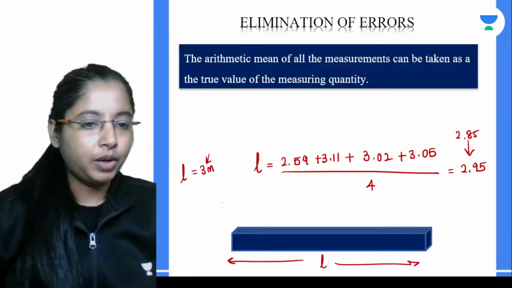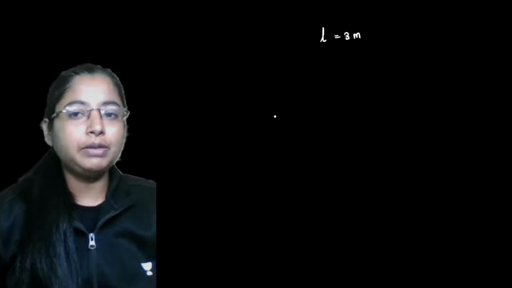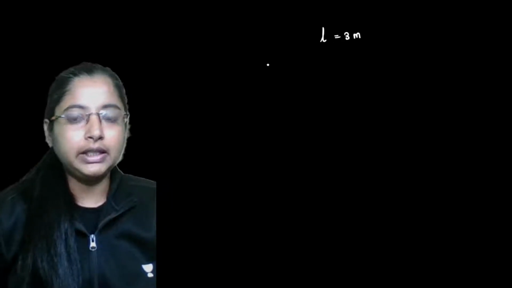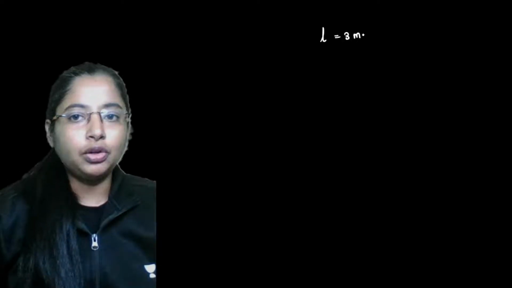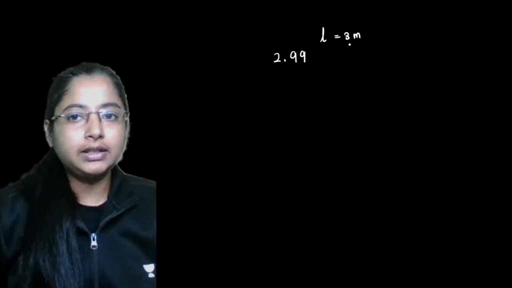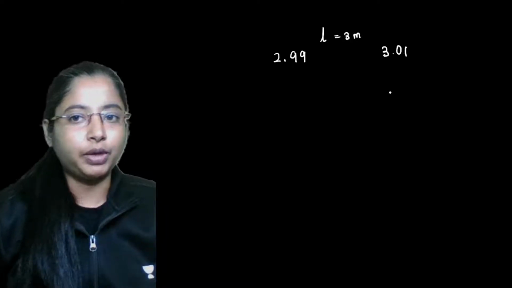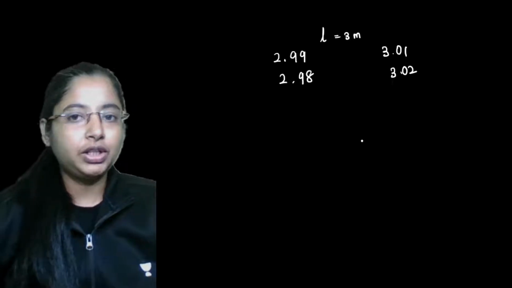Now there is one more point to be noticed here also. For example, whenever you want to eliminate error, here what was the length we found? 3 meters. Sometimes when you're finding the readings, the measurement can have a very large error value. So let's say the first time you're measuring, you find 2.99. Next time you're measuring, you get 3.01. Next time you measure, you say 2.98. Next time you're getting 3.02. Now look at the difference between these measurements.